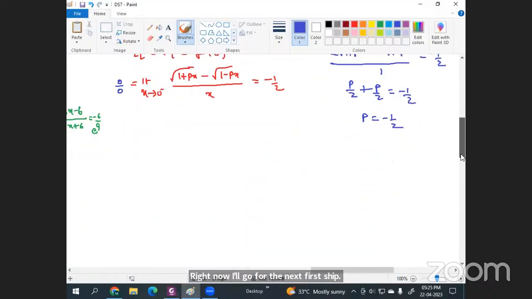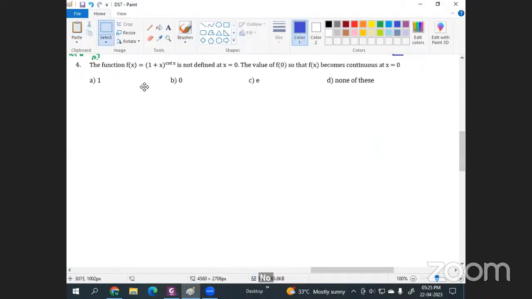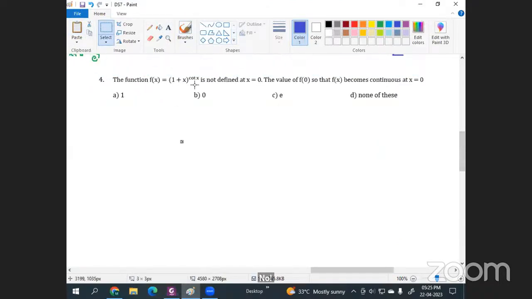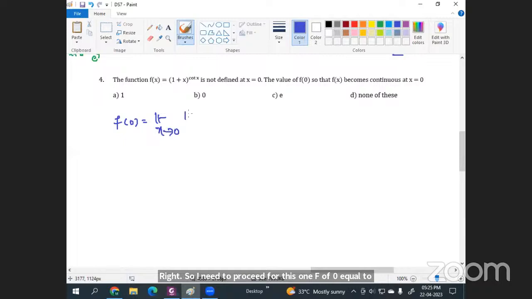Now, the function f of x equal to 1 plus x whole power cot x is not defined at x equal to 0. The value of f of 0 so that f of x becomes continuous at x equal to 0. Right? So I need to proceed for this one. F of 0 equal to limit x tends to 0, 1 plus x whole power cot x. So I am getting 1 power infinity, not defined.